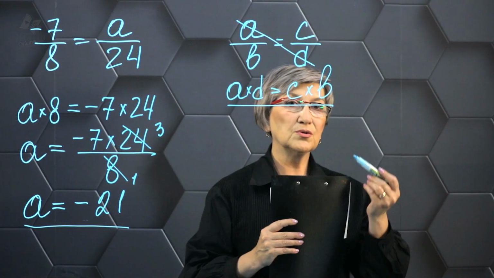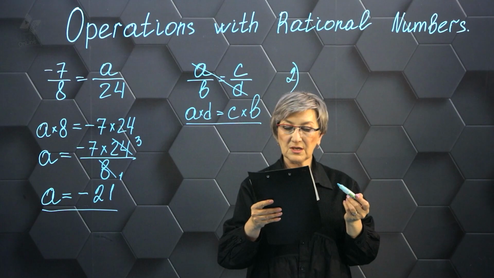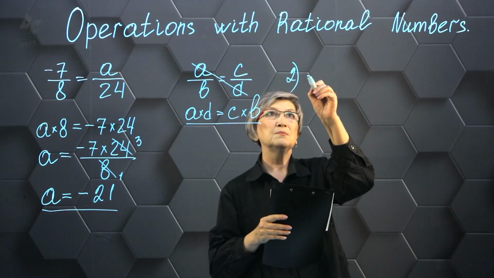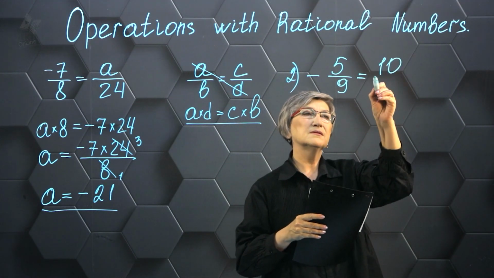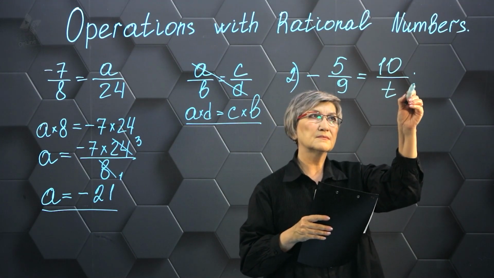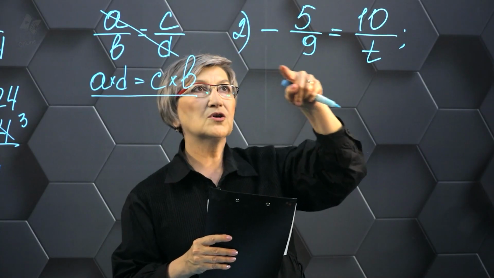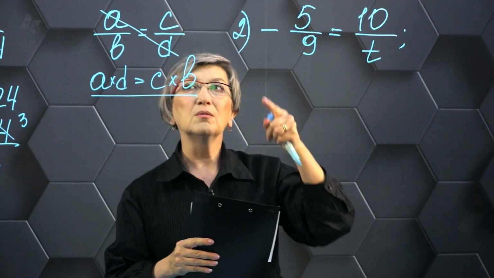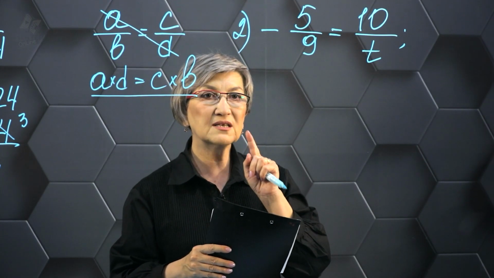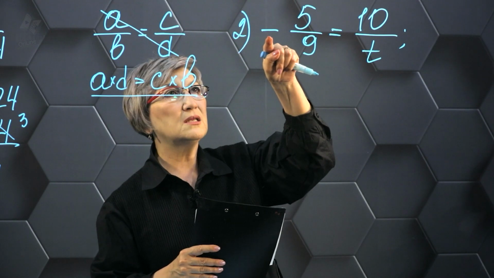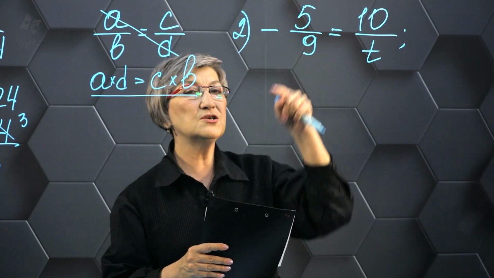We will solve the next proportion and find the unknown term of this proportion. And the proportion looks like this. Minus 5/9 equals 10 divided by t. What is special about this proportion? The fact is that when we see such a notation, we can also apply the rules of proportion, but in this case, there is always a question. Is this minus sign written with the number 5 or with the number 9?